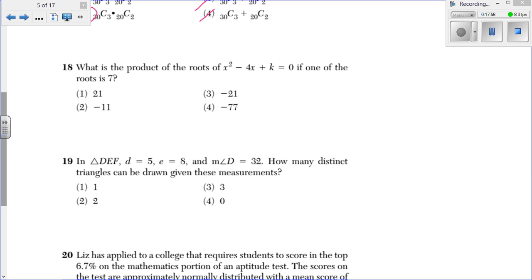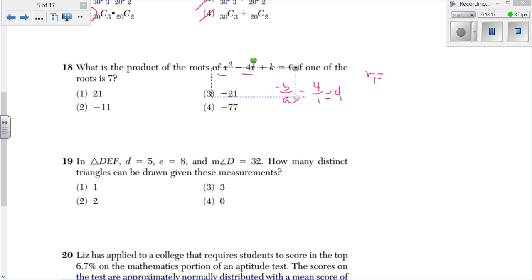What is the product of the roots of x squared minus 4x plus k if one of the roots is 7? Well, let's find the other root. I have the sum, the a and the b, so negative b over a is equal to 4 over 1, so it's equal to 4.